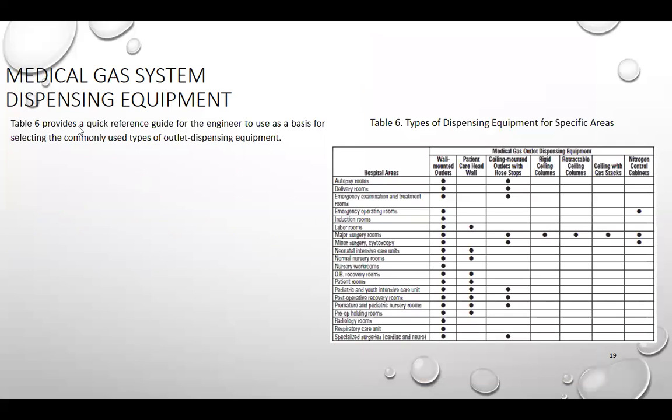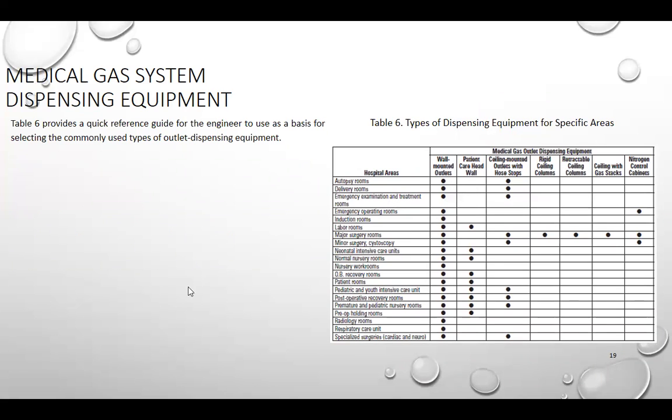Table 6 provides a quick reference guide for the engineer to use as a basis for selecting the commonly used type of outlet dispensing unit. Ito yung table 6, and ito yung hospital area, autopsy room, and then yung wall-mounted outlet, patient care head wall, ceiling mounted outlet with hoses, staff, rigid ceiling columns, yung mga type. Okay. So, autopsy room, dalawa lang ang possible, delivery rooms, ito.